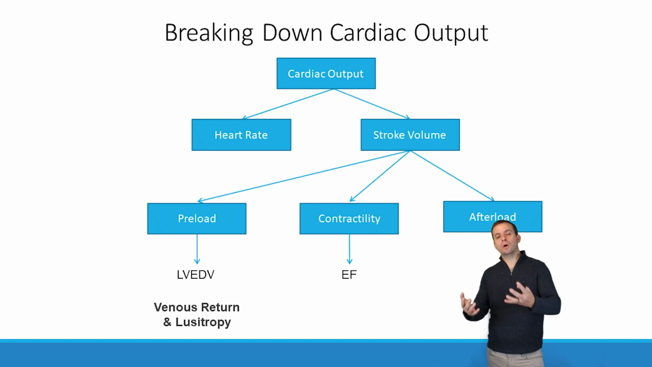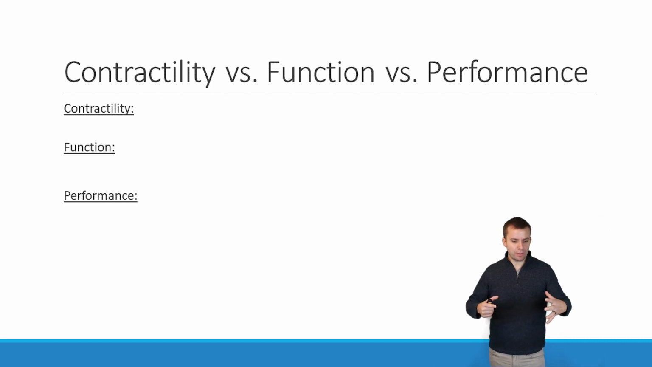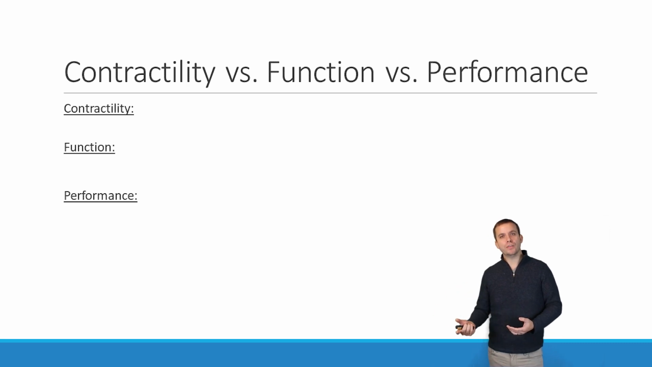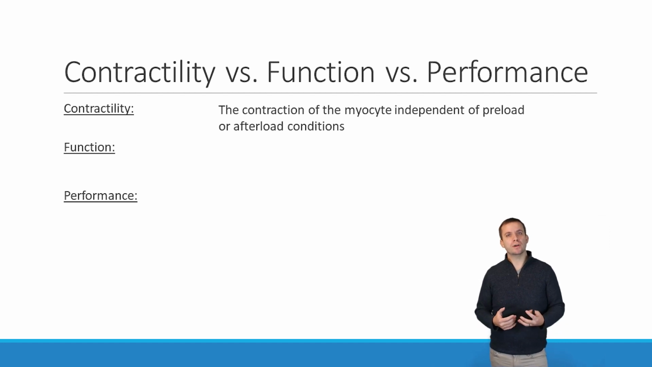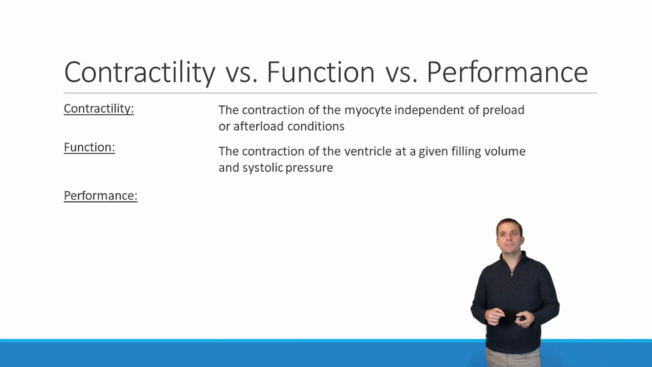So this is what we traditionally use for contractility, EF. Again, if you're really talking about how well the heart squeezes, we reference three different things. We talk about contractility. We're usually referring to function, and then another thing we can look at would be performance. So contractility, like I said before, is the contraction of the myocyte independent of preload and afterload. Function is the contraction of the ventricle dependent on preload and afterload.